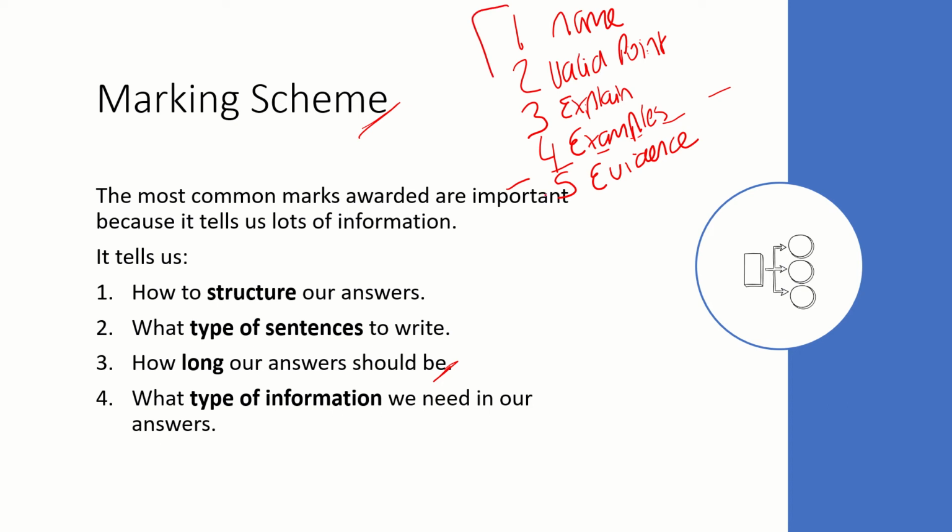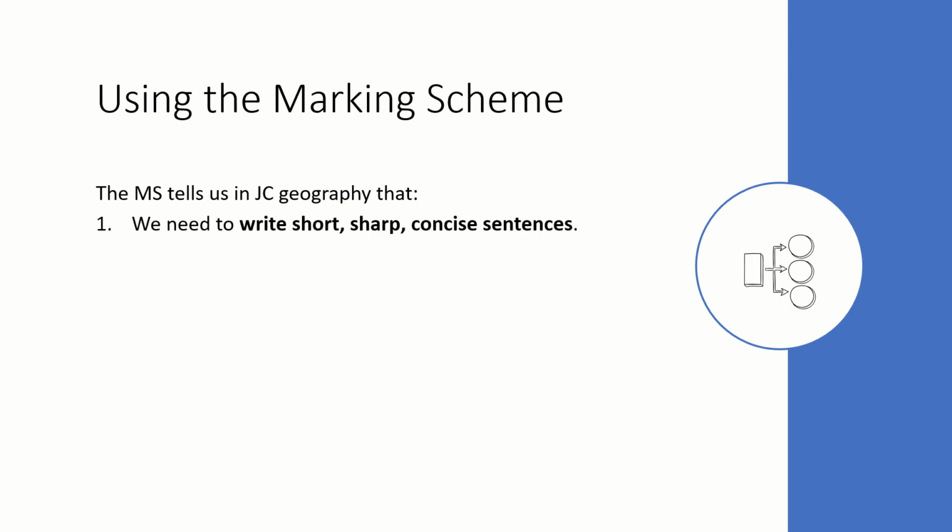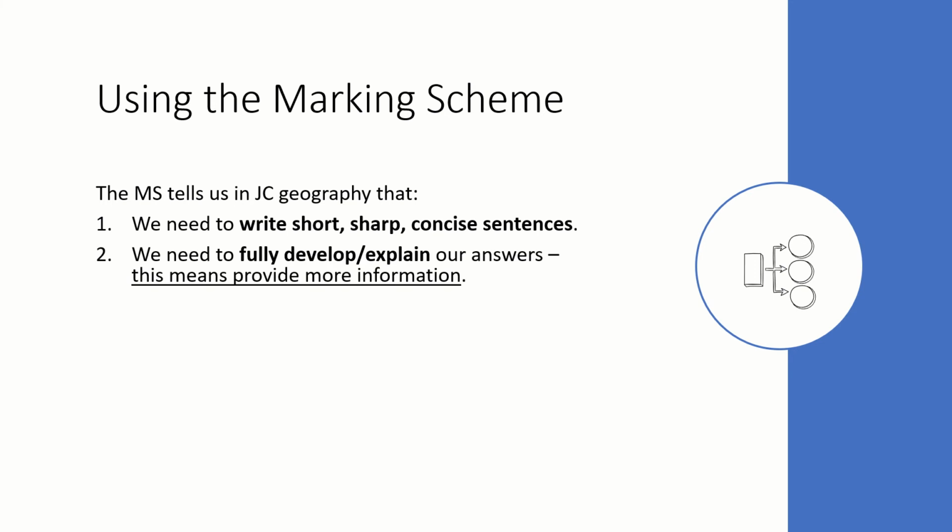So if you can take away one thing from today's session, one of the biggest things that we need to start thinking about in junior cycle geography is structuring our answers in this way in order to enhance and achieve full marks in our answers. The marking scheme tells us that we need to write short, sharp, concise sentences in junior cycle geography. It also tells us that we need to fully develop and explain our answers, and that means that we need to provide more information.